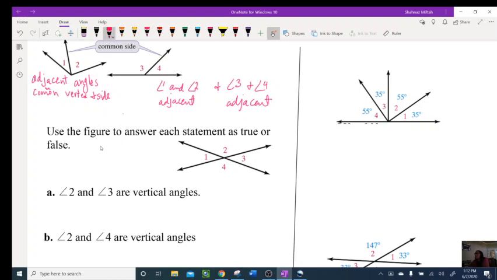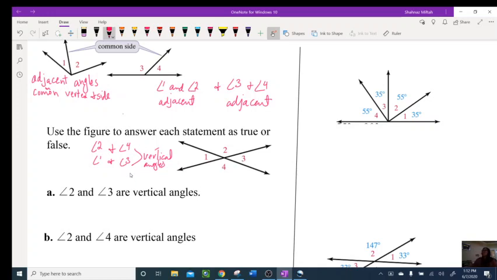Okay, so let's write it down. Angle 2 and 4, and angle 1 and angle 3, both pairs are vertical angles. What else do we need to know? We're going to answer some questions.